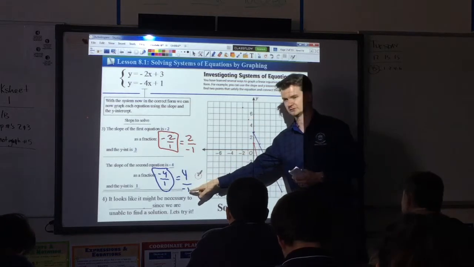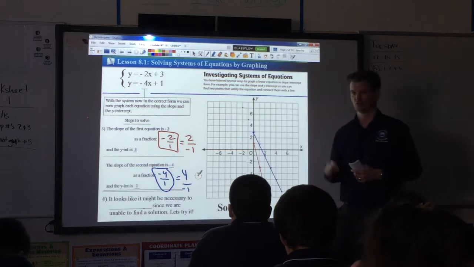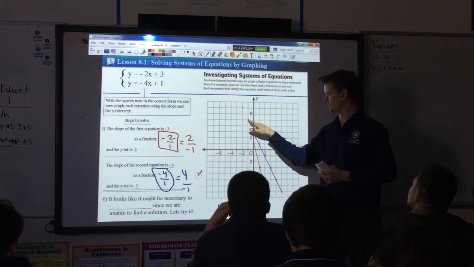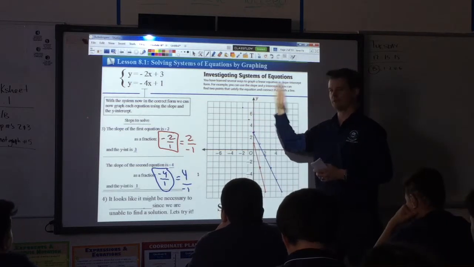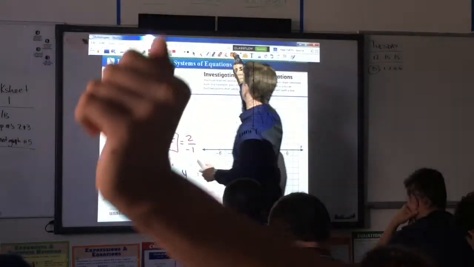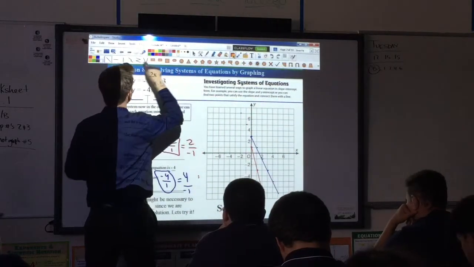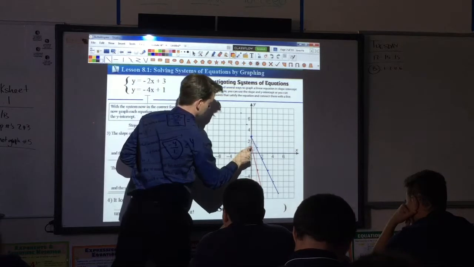Is this positive or negative? Oh, yeah. So I'm going to go left 1. So up 4, left 1, up 1, 2, 3, 4. That would take me off the graph, so I will stop right there and I will go in and reconnect my lines now.